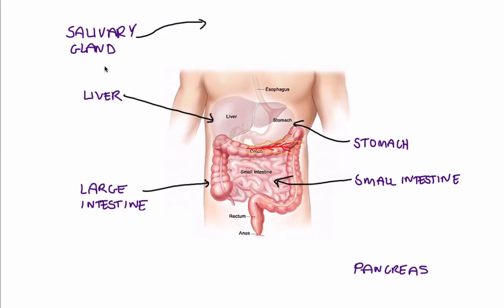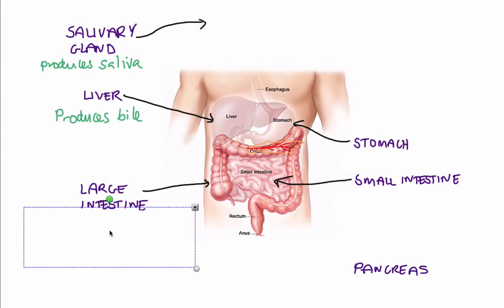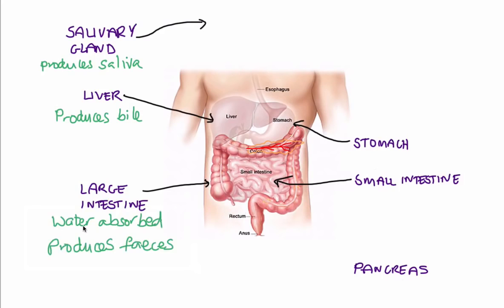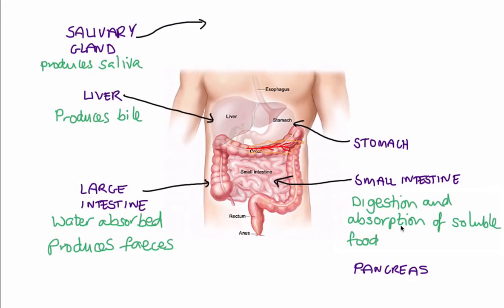But just briefly, salivary glands produce saliva, as you know, which has an enzyme which starts the process of digestion. The liver produces a substance called bile. The large intestine is where water is absorbed. And when the water is absorbed from all the undigested food, it produces something called feces, which is just another word for poo. The small intestine has the job of digestion and absorption of soluble food. So it will finish off the process of digestion and then absorb all the nutrients that it requires into the body, into the blood.